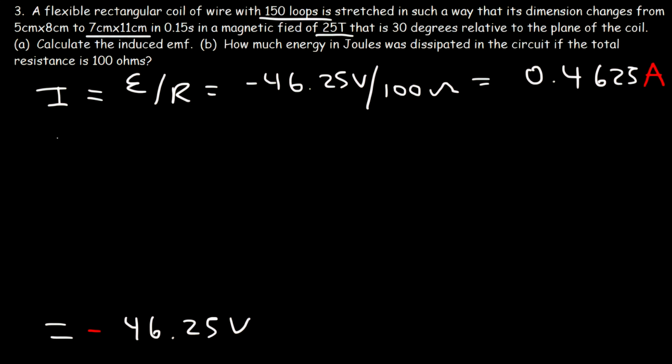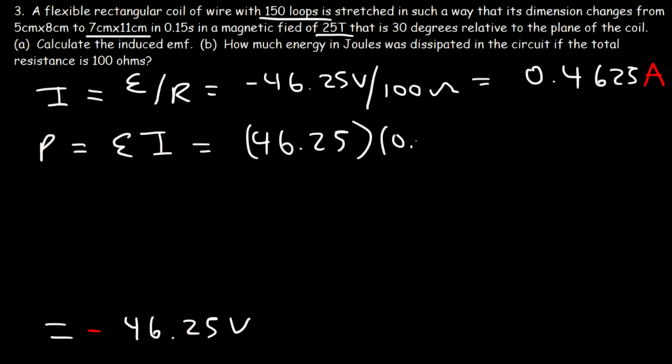Now that we have the current, we could find the power dissipated by the circuit. It's the voltage or the induced EMF times the current. So it's 46.25. That's the induced EMF times the current, which is 0.4625. And so that's going to be 21.39 watts.